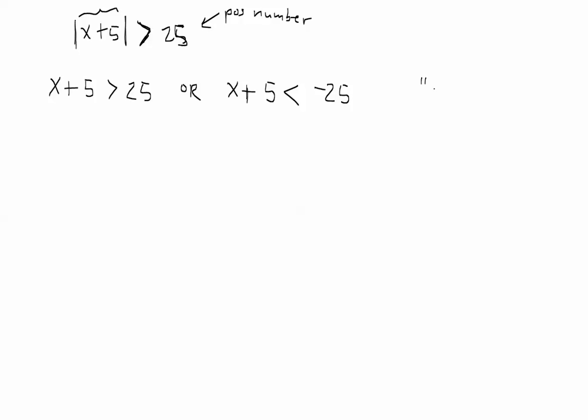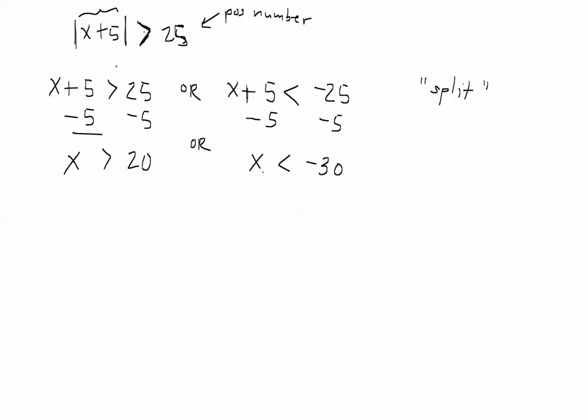Remember, on my rules, I called this the split. It's still a two-part problem, and you have to solve each part. If you only do half this problem, I start to get very angry after a while, because it's wrong. So, the left side you subtract 5, you get x is greater than 20. And for the right side, second half of the problem, also solving for x, I get x is less than minus 30. Okay, infinitely many solutions.